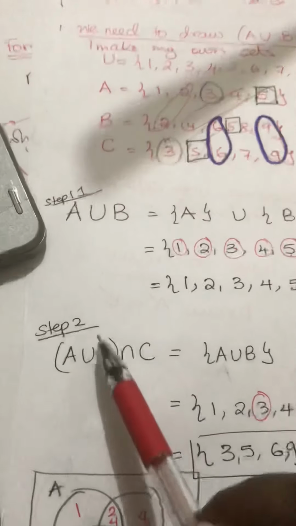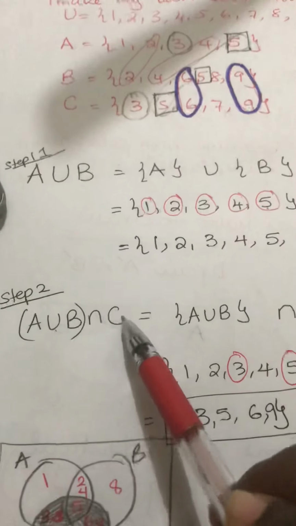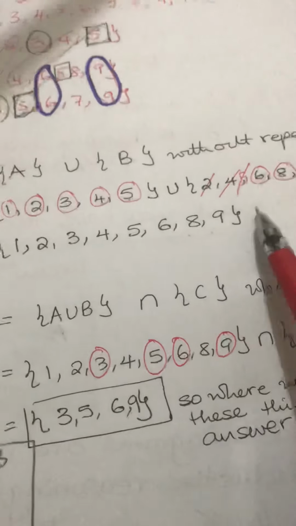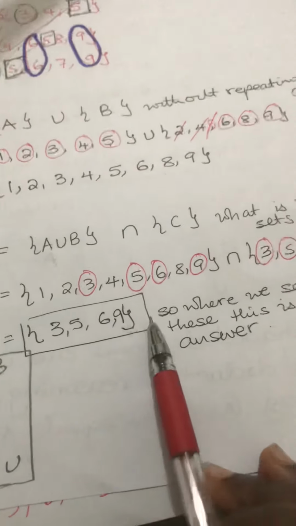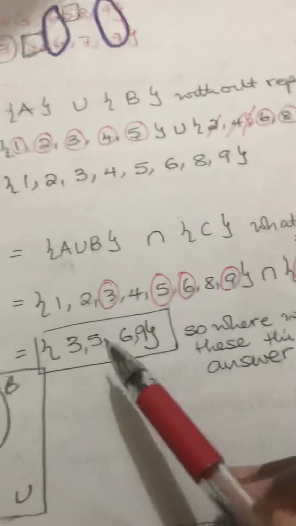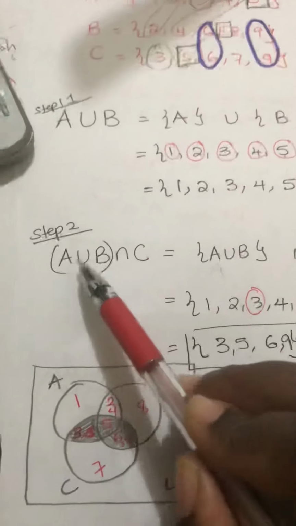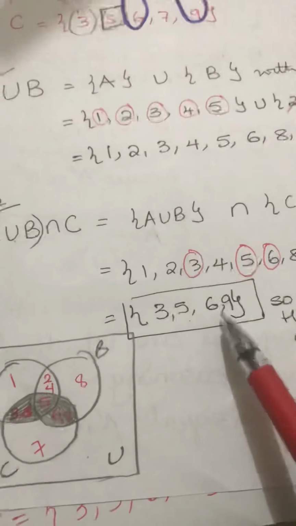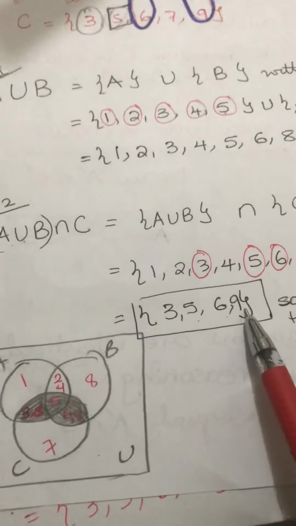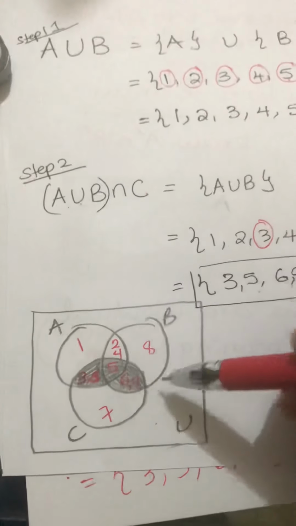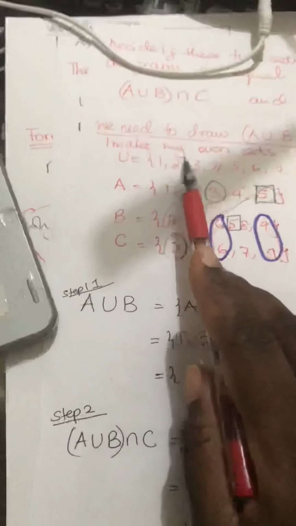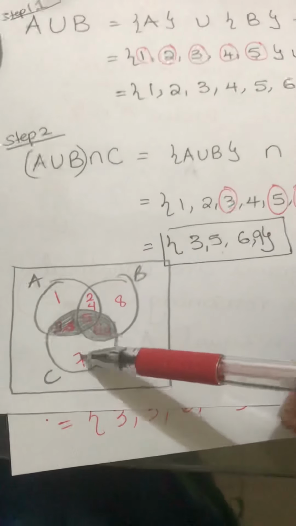Okay? Then after you do A union B, you now do the intersection of C. Whatever is here and is also in C. So I wrote my A union B and I wrote my C and I circled what is in both and I found 3, 5, 6, 9 is in both. So this is my answer for A union B intersection C. So where I see these numbers in the picture, I will color. So I come here and I draw my 3 circles. Using this information, I fill my Venn diagram.